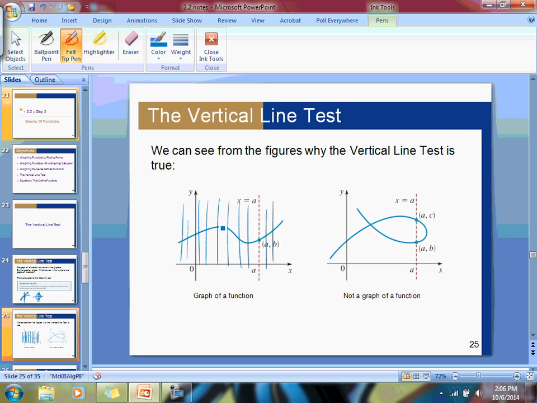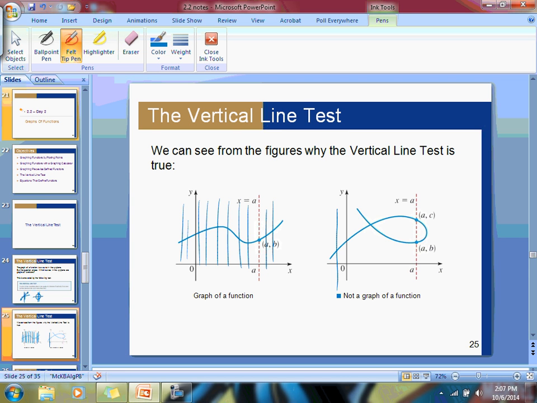Now on this other picture, we have kind of a loop in this graph, and they have that red dashed vertical line going through it, and you can see that it hits the graph twice. So this is not a function. And again, we could put that vertical line in other places.